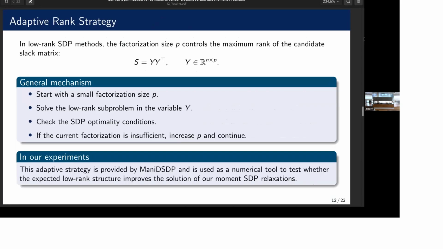p, which is the size of the matrix Y, and solve the low-rank subproblem in Y, and then check the SDP optimality conditions. If this current factorization is insufficient, we need to increase p and continue the same process. The main idea is based on the results from the Burer-Monteiro formulation: if Y is a second order critical point of the problem and Y is rank deficient, then Y will be the global optimal solution for the problem.